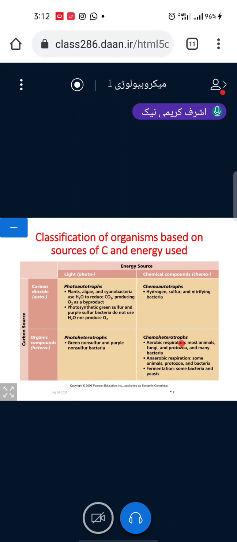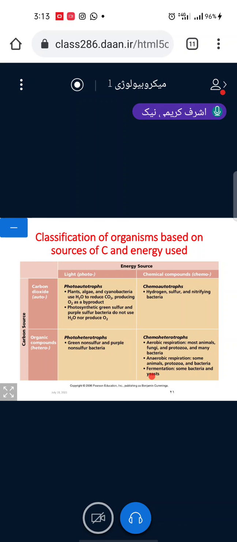And chemoheterotrophs. In chemoheterotrophs, or heterotrophs, the energy source is a chemical compound and the carbon source is organic compounds, such as in aerobic respiration. Most animals, fungi, protozoa, many bacteria. Anaerobic respiration: some animals, protozoa, bacteria. Fermentation: some bacteria and yeast.